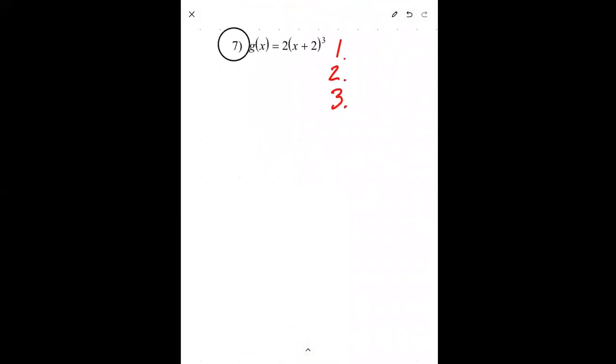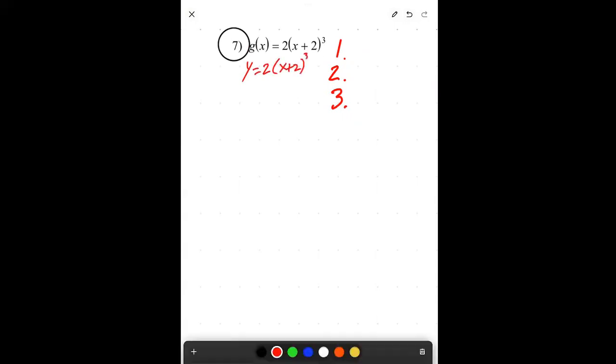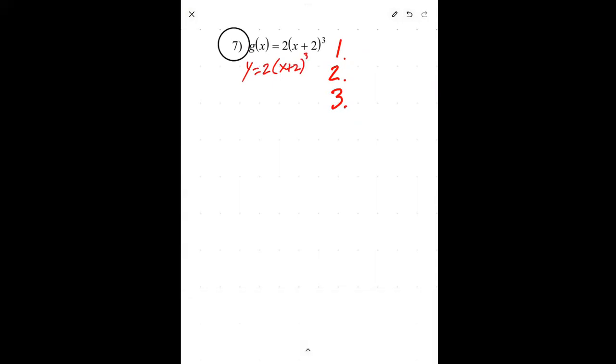All right, so this one says g of x is equal to 2 times the quantity x plus 2 raised to the 3rd power. The first thing that we're taught to do is replace the g of x with a y and then rewrite it, raised to the 3rd power. And then we're taught to switch the x and the y. So this is going to be x equals 2 times y plus 2 to the 3rd power.